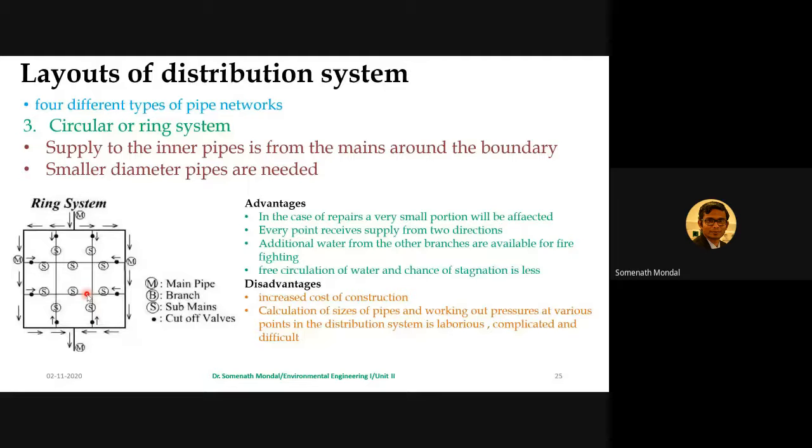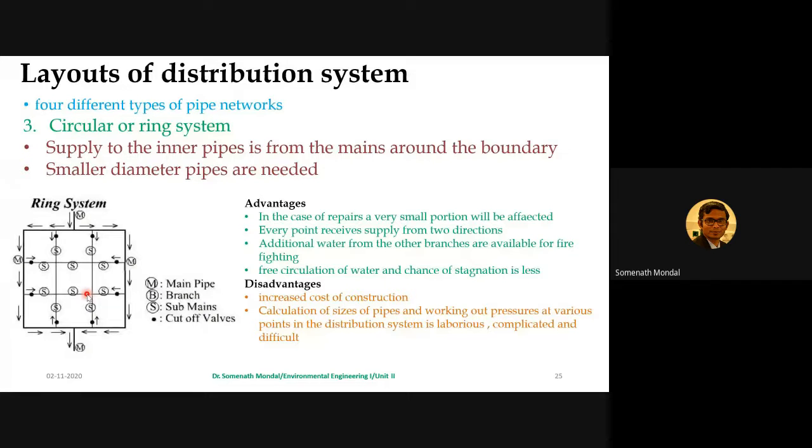And the distribution area is divided into rectangular or circular blocks, and the main water pipes are laid on the periphery of these blocks. So through the perimeter we are putting the main pipes, and in between the submains are placed, as well as the branches or laterals, within the zone which is surrounded by the main pipelines. Fine. So the ring system is very suitable for towns and cities having well planned roads.